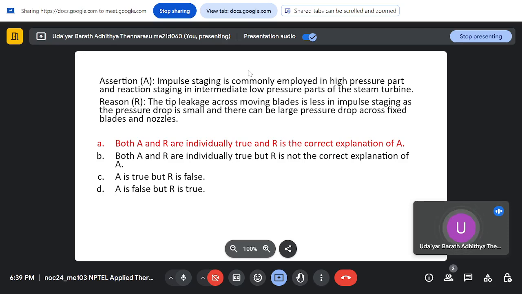So impulse staging is used where the high pressure part is present, so that will create an increase in velocity, and at lower pressure you use reaction staging. So the reason is what is stated, and that is true.